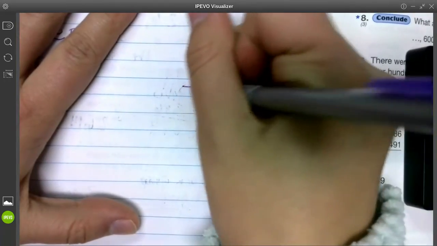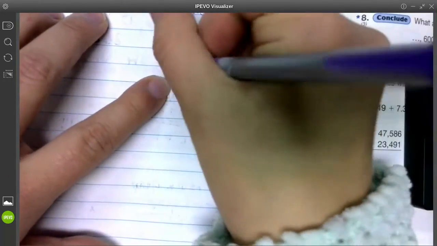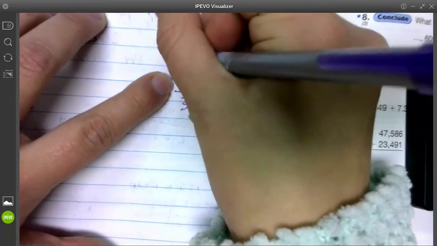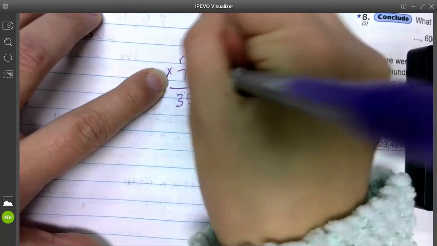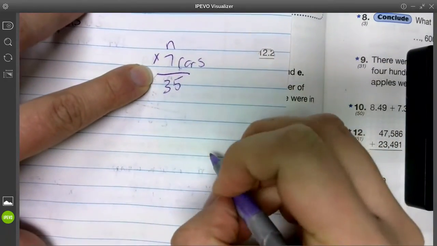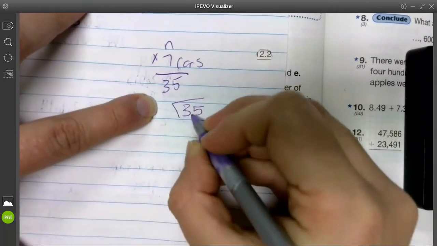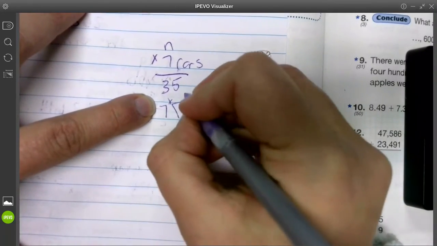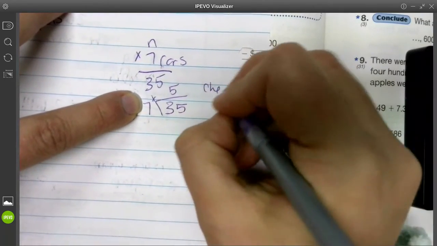Okay, so we have our total. The total number of people was 35. Right, so I'm going to put that at the bottom. We don't have our in each number, so I'm just going to put an N there. And we know there were 7 cars. So this is kind of how that would set up. What we're going to do to find our in each is divide 35 by 7. That's going to give us 5. 5 times 7 is 35. So we just got to check it.